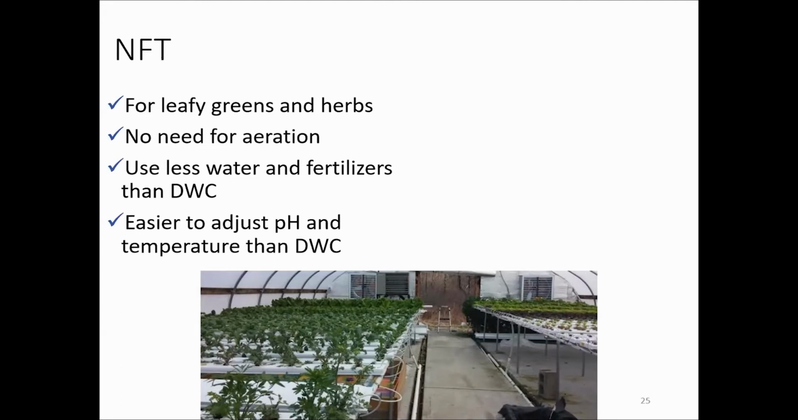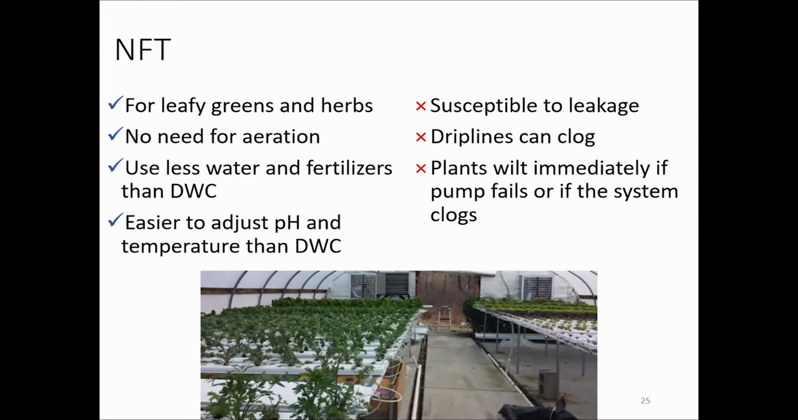deep water culture systems. However, there's a lot of moving parts, so they're very susceptible to leakage, and the drip lines can clog. And if the pump fails or the drip lines clog, they're going to wilt immediately because there's nothing acting as a reservoir for water. So you have to be very careful, have a redundant system, or just picture leaving someone babysitting your plants when you go for a long vacation.